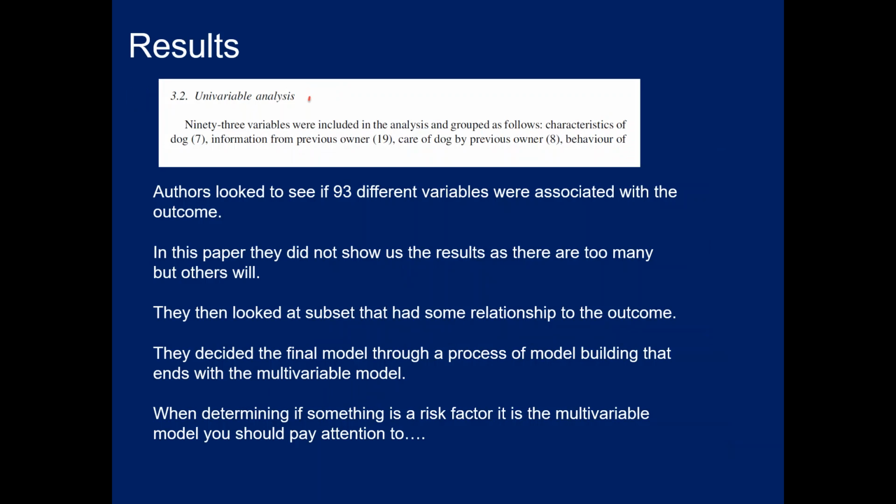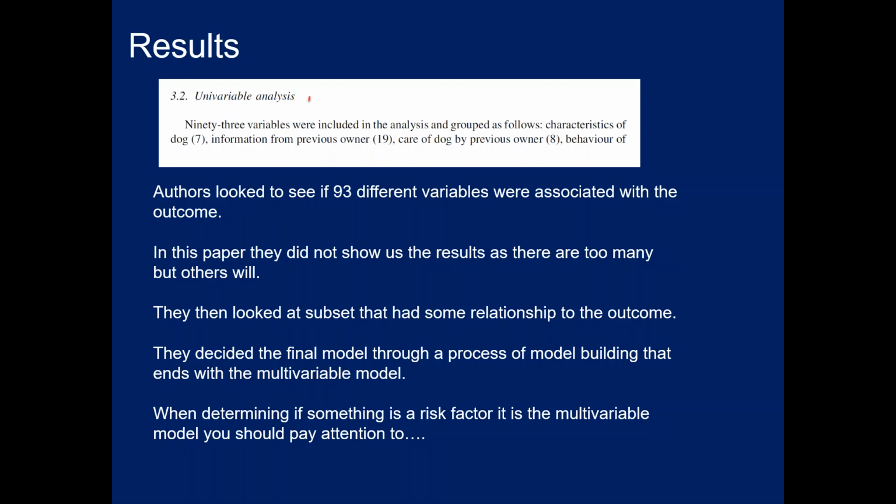And what you see here is univariable analysis. There were 93 variables that were included in the analysis and grouped as follows. Okay, and so what that's telling us is the authors looked to see if 93 variables were associated with the outcome. The paper didn't show us all the results as there were too many, but others will show you the results if there weren't as many variables as that. They then looked at those variables that had some kind of relationship to the outcome, and they built a final model. They built a model through a process of model building.